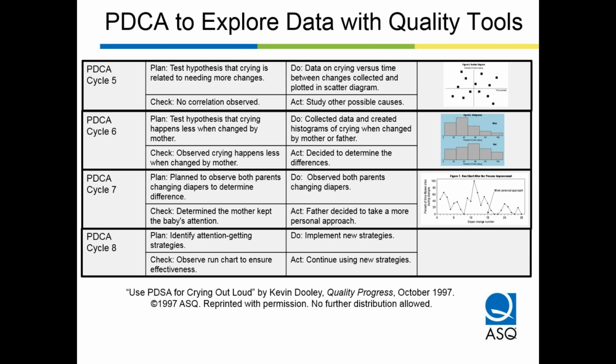Plot the data on a run chart. Now we're using a quality tool. Now let's check it. It appears to be random. So our first cycle was wrong. No harm in that. What do we do next?